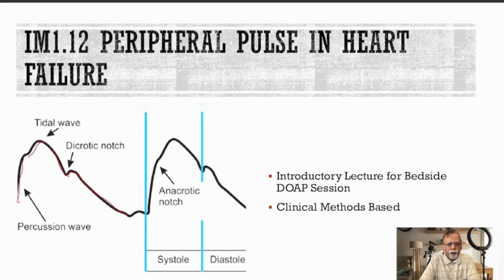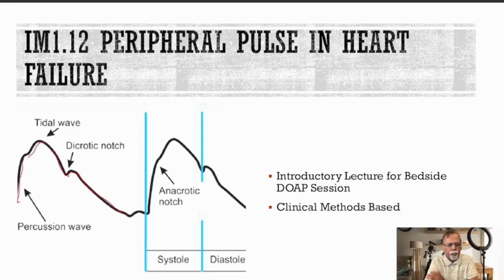Today I'll be discussing CBME Competency Internal Medicine 1.12, Peripheral Pulse in Heart Failure. We know that pulse is a pressure wave transmitted across a vessel wall due to ejection of blood into an already filled aorta. So remember, it is a pressure wave transmitted across the vessel wall.